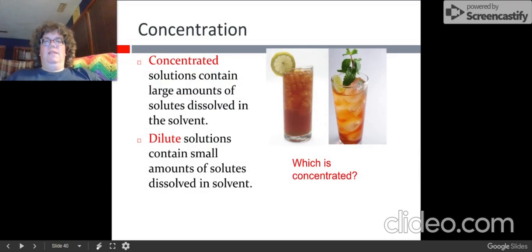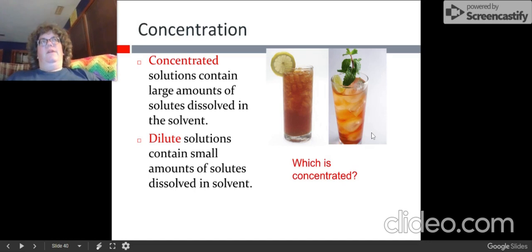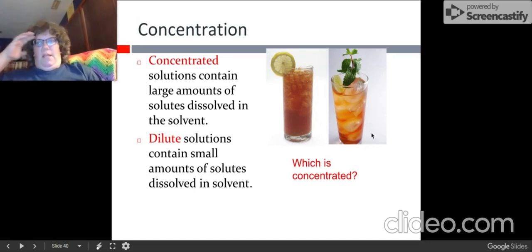The first one is the difference between concentrated and dilute. Concentrated solutions have large amounts of solutes dissolved in the solvent, whereas dilute solutions only have a small amount of solutes dissolved in the solvent. If you look at this example here with the tea, this one I believe is more concentrated. It's darker. You can see there's probably more tea dissolved in the water than with this one. Another good example is Kool-Aid. If you dissolve a lot of Kool-Aid in water, it's more concentrated, and if you just dissolve a little bit, it is less concentrated.